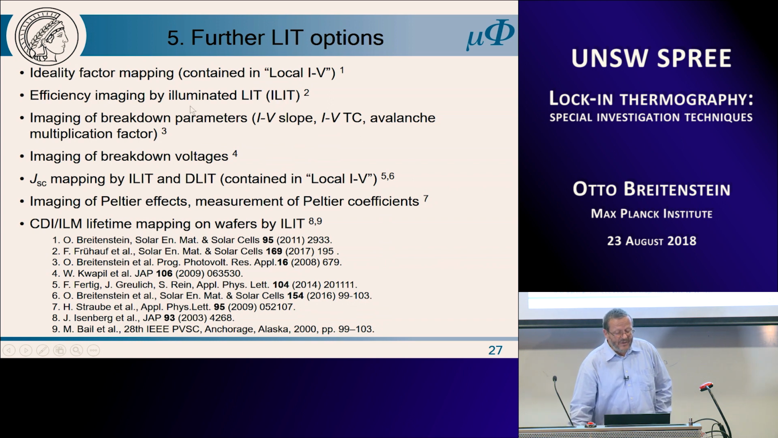What I haven't shown was that it can be used to image breakdown parameters, like I-V slope, I-V temperature coefficient and avalanche multiplication factor. I have shown an example of this in my first talk regarding the inhomogeneities. What I haven't shown is that it can directly image breakdown voltage. Just images at certain reverse biases are made, and where these breakdown sites are appearing, this voltage can be monitored.